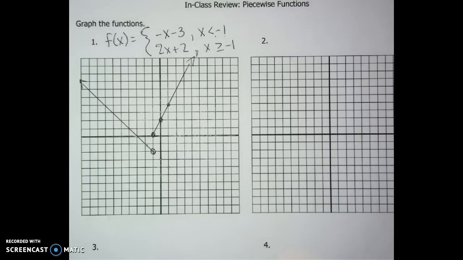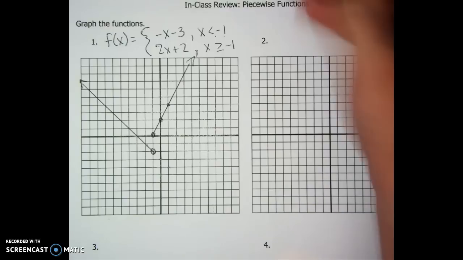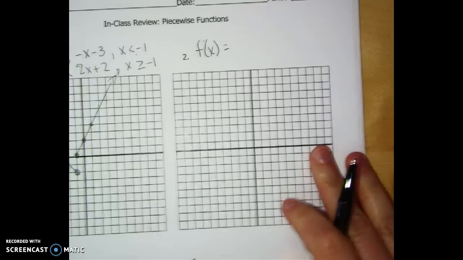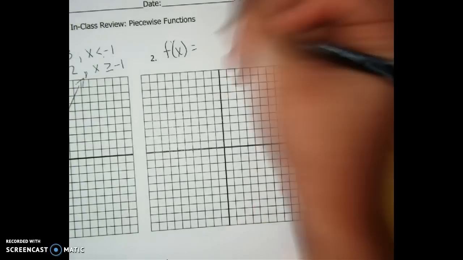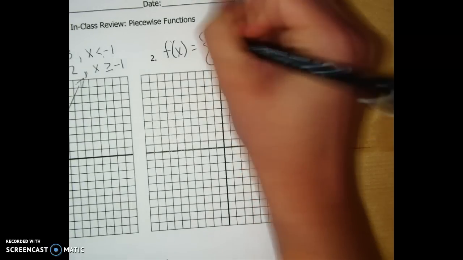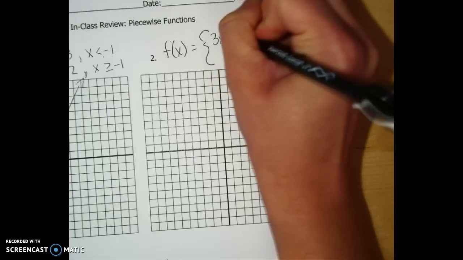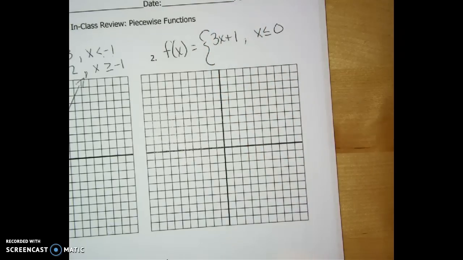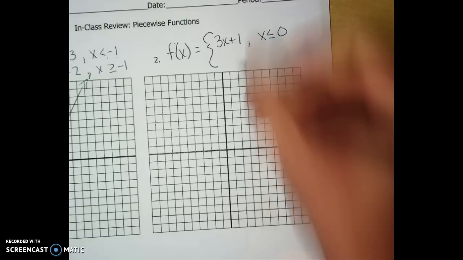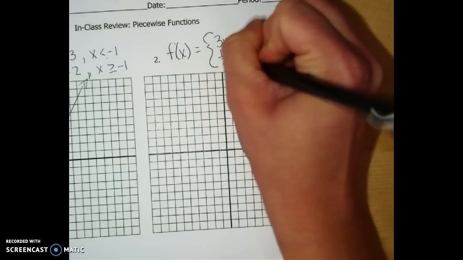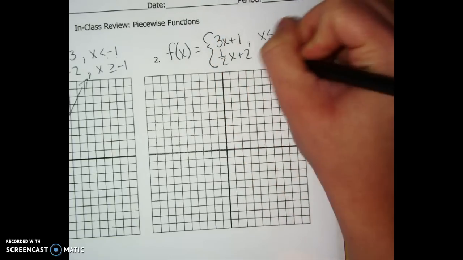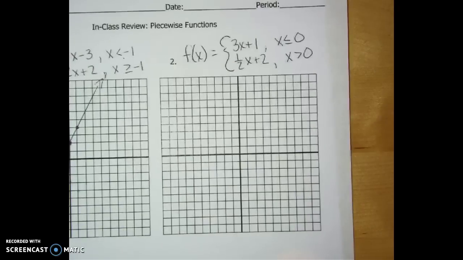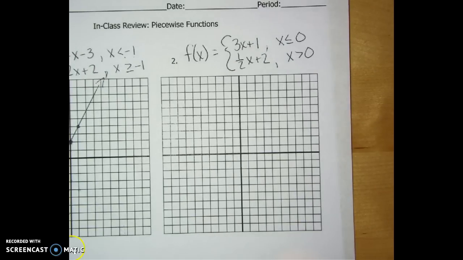Let's look at number 2. This is going to be f of x equals 3x plus 1 and that's when x is less than or equal to 0, and 1/2 x plus 2, and that's if x is greater than 0. So go ahead and pause it and try it on your own.